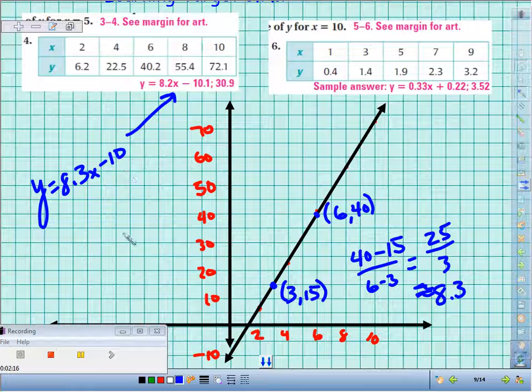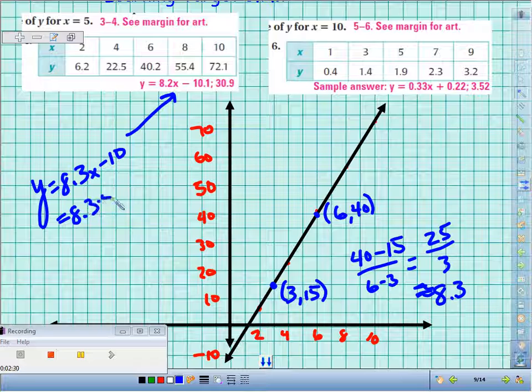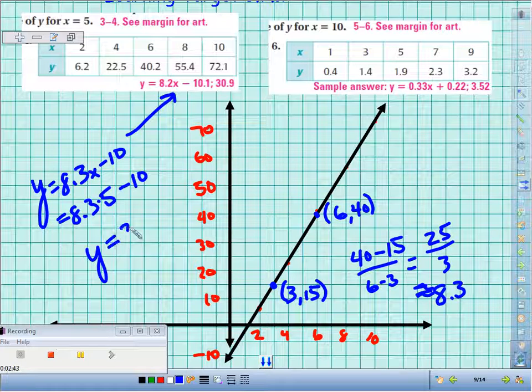The last step is to use this equation to find the value, I think they said, when x was 5. So we just use our equation. We take 8.3 times 5 and subtract 10. Excuse me, 8.3 times 5 minus 10. And we're looking at a value when x is 5, y is going to equal 31.5.